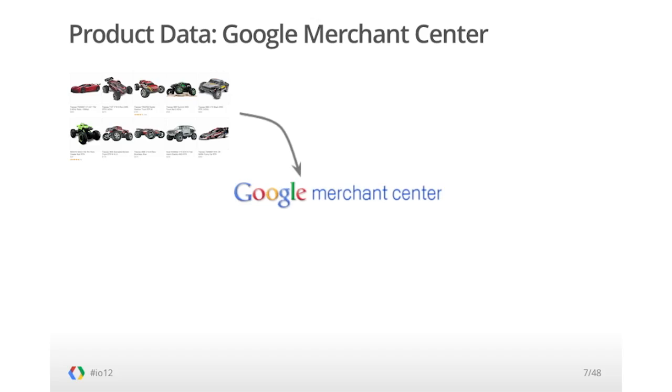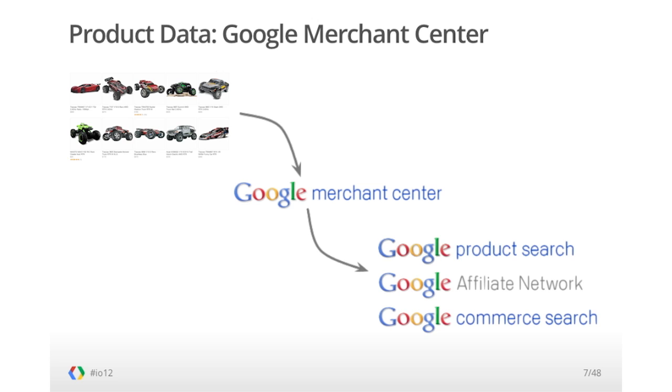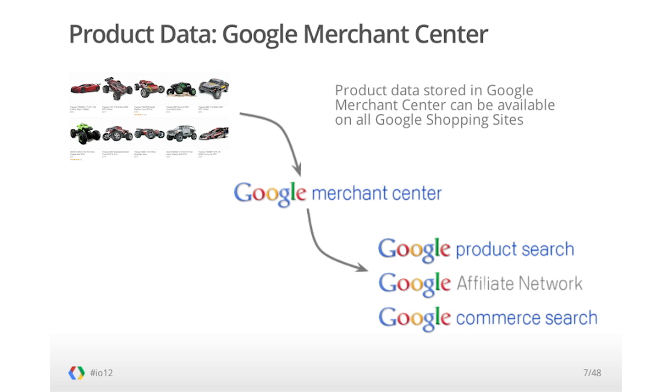In order for an offering to show up in search results, a merchant first must upload the product and all the associated data to the Google Merchant Center. Once this data is uploaded, it can be used to power Google Product Search, to drive traffic through the Google Affiliate Network, or to power a merchant's site through Google Commerce Search. This data can be made available on all Google shopping sites, depending on the preferences of the merchant and the programs they're involved in. So where do the shopping APIs come into play?